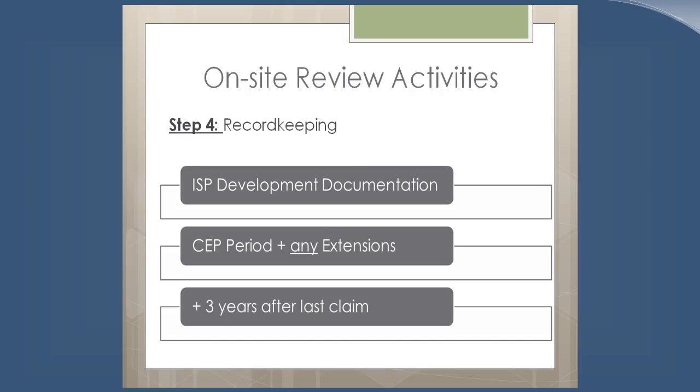Moving on to step 4, this is record keeping. As a reviewer, it's important to understand that LEAs must retain those records used in the development of the ISP. This includes records for the initial approval year and all records from the year any updates are made to the ISP. These should be kept during the entire period that CEP is in effect, including all extensions. In addition, this documentation and all other documentation must be retained for 3 years after the submission of the final claim for reimbursement for the last fiscal year of CEP.